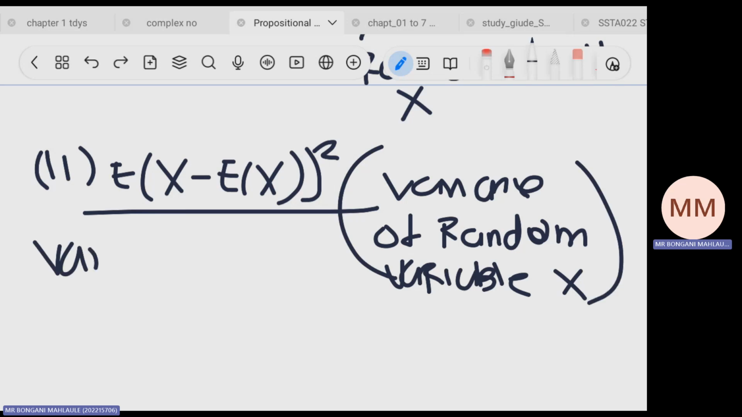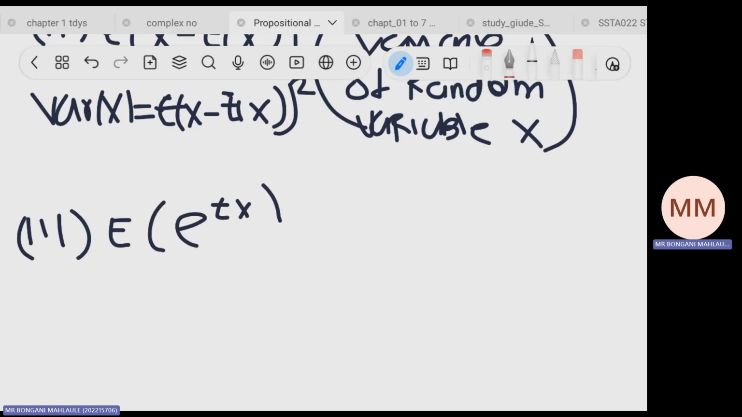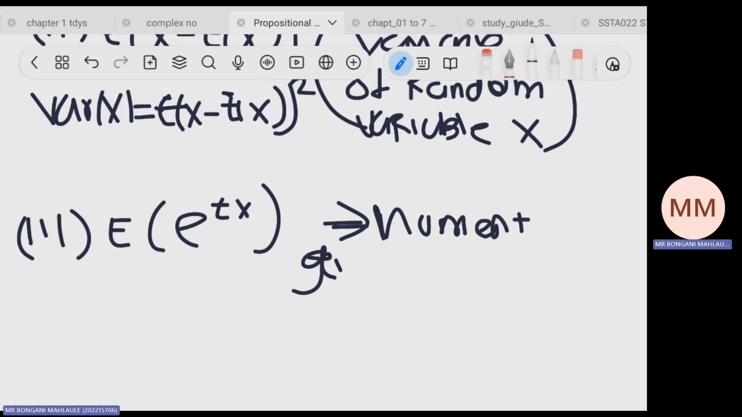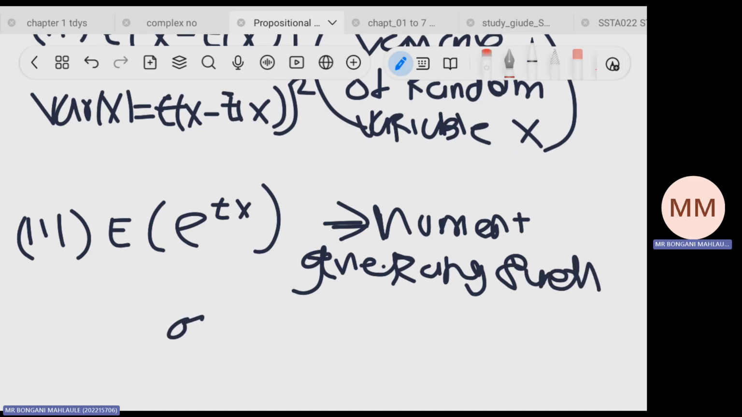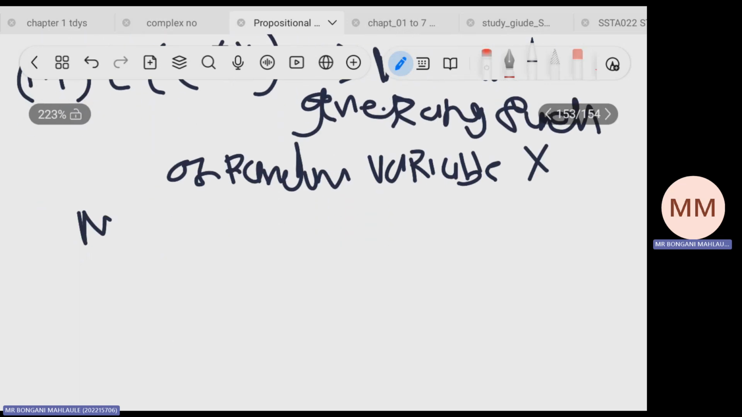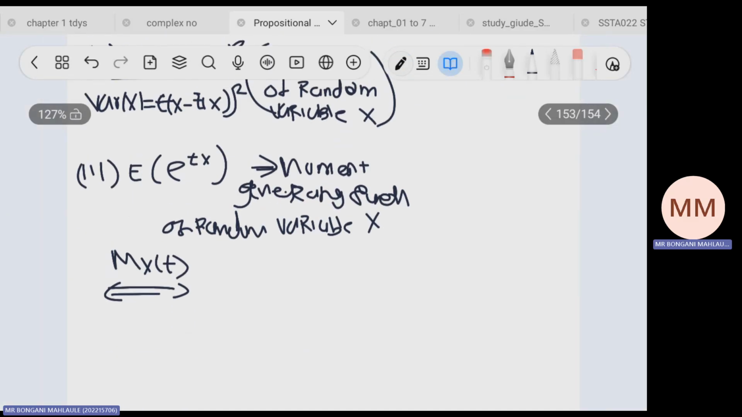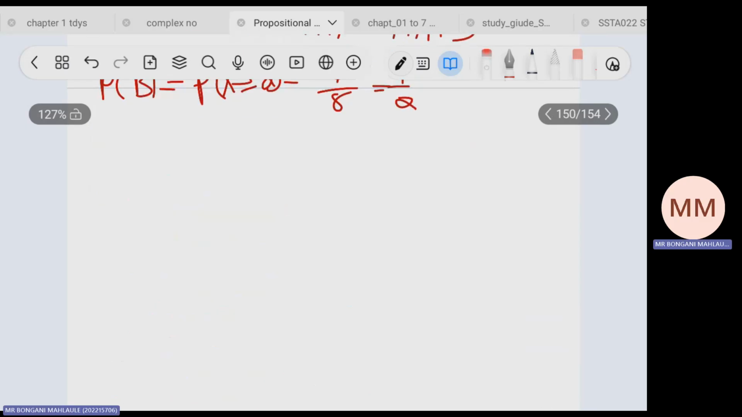So you can also write it like this. Then the last one was the expected value of e^(tX). This is the moment generating function of a random variable X, usually represented by M_X(t). Okay, then let's check the next question.